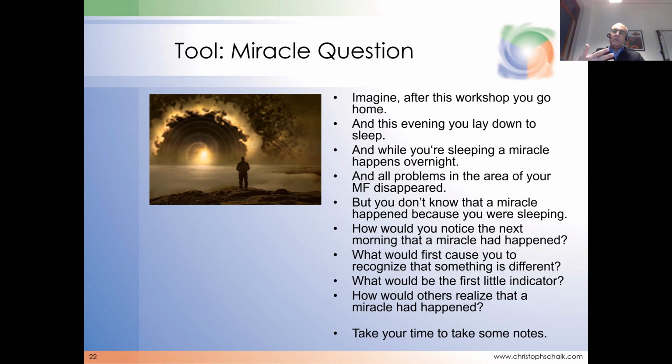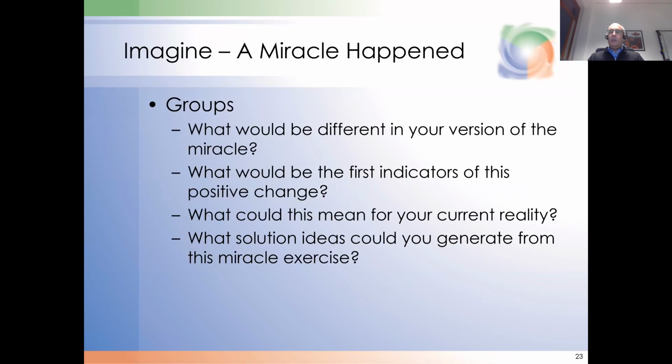I would read this very slowly to my audience so that they really find the time to think about it, to reflect, to use their creativity, their fantasy, their imagination, really to go a little bit into the future and to find out how the ideal future would look like and how they would realize that something like a miracle had happened. And then I ask them to take some notes. And after that, I would ask them to break into little groups, 3, 4, 5 people, depending on the overall group size.